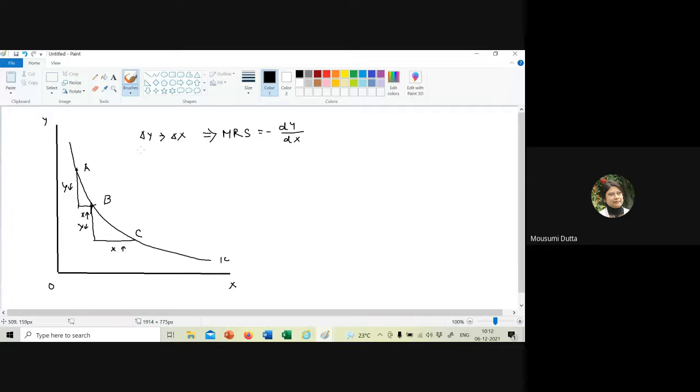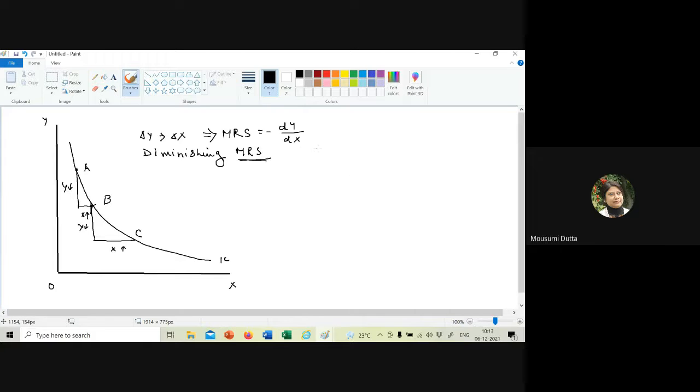That is known as diminishing MRS, not marginal utility. Okay. Last day, if you have noted it as MU, so please change it. Diminishing MRS, diminishing marginal rate of substitution.